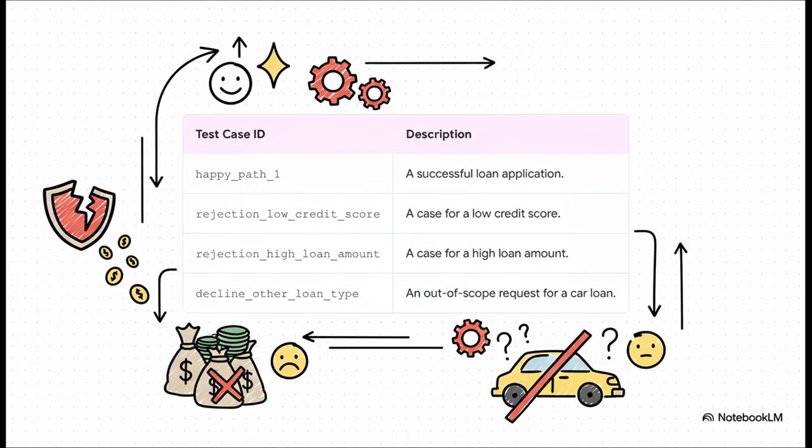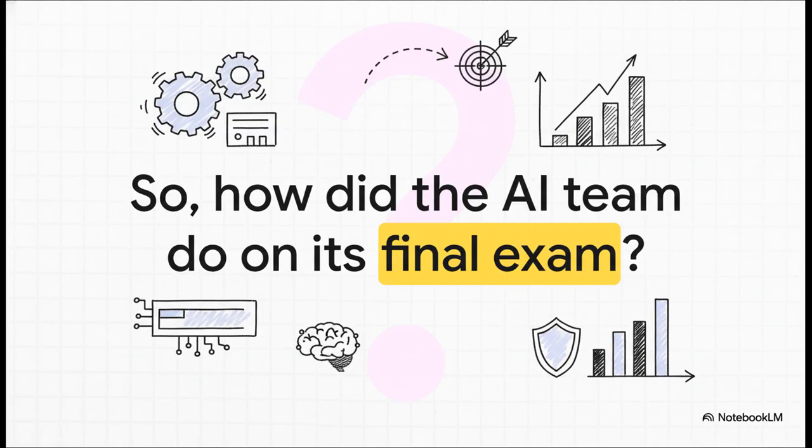You've got clear rejection scenarios, like someone with a really low credit score. And then you have the curveballs, the edge cases, like a user asking for a car loan, just to make sure the AI knows what not to do. This really is the moment of truth. After all this careful design, all this engineering, did it actually work?